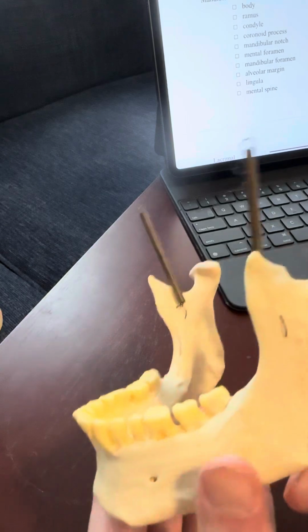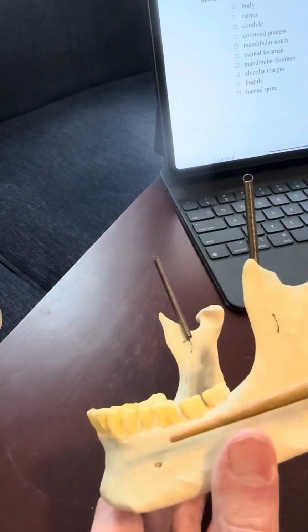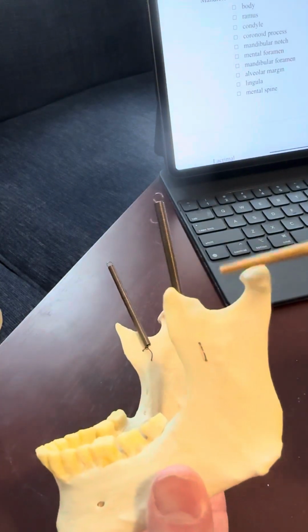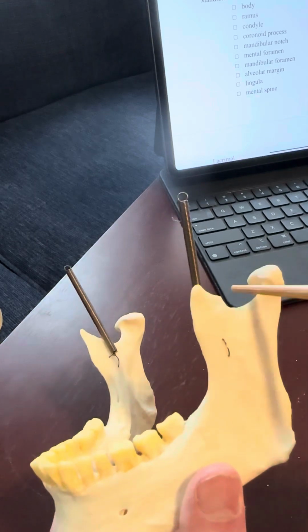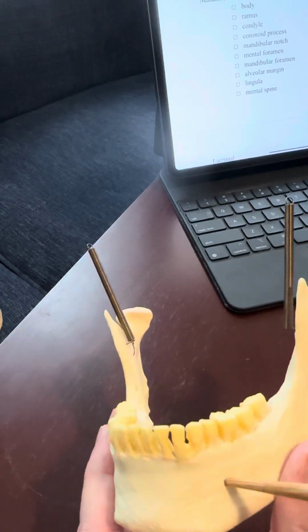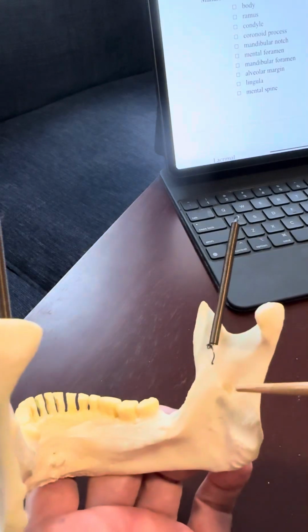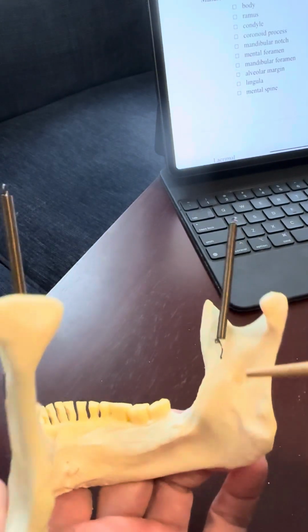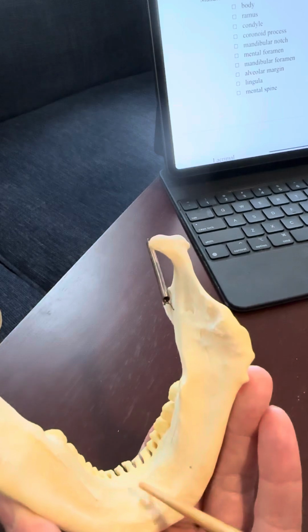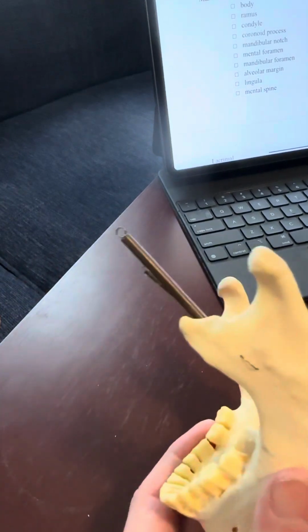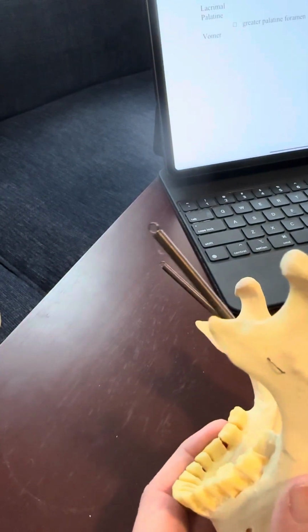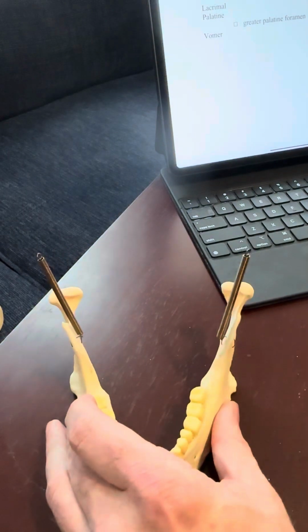So once again for the mandible: ramus, body, condyle, coronoid process, mandibular notch, mental foramen, mandibular foramen, lingula, mental spine. And that takes care of all of the structures of the mandible.